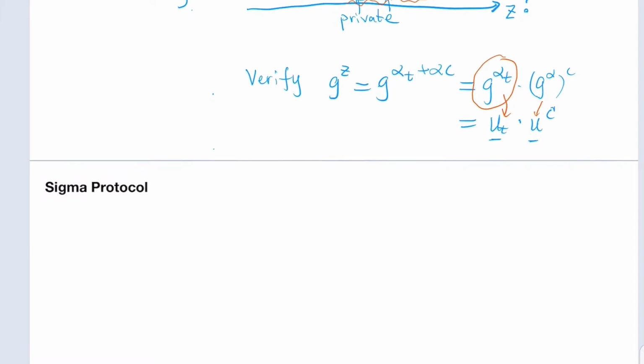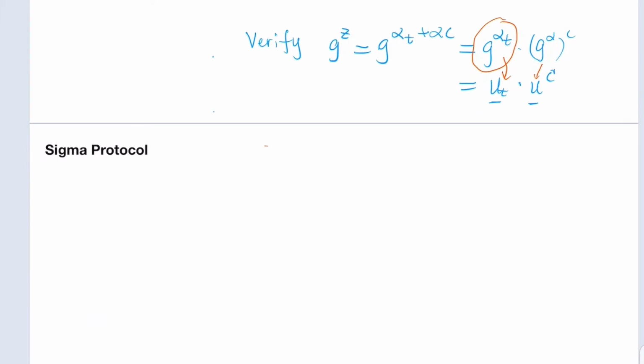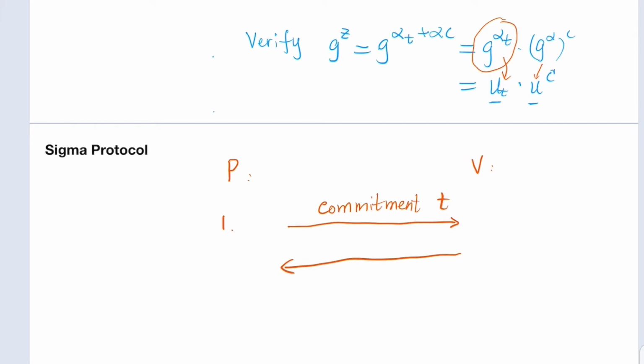So this is a typical what is called a sigma protocol. Why do we call it sigma? Because we go three ways: we go back and then go back. It's kind of multiple rounds of communication. So this is just a special case of the sigma protocol. Again, in the sigma protocol, you have a prover and a verifier. In general, step number one is you send a commitment T. And then the verifier sends a challenge. And then you send your proof, Z is your proof.